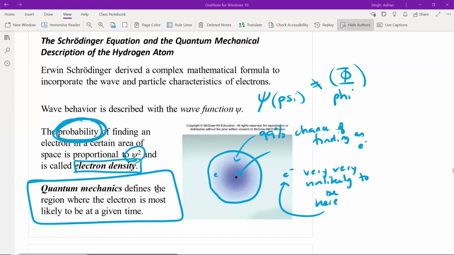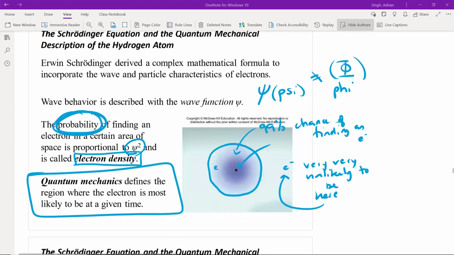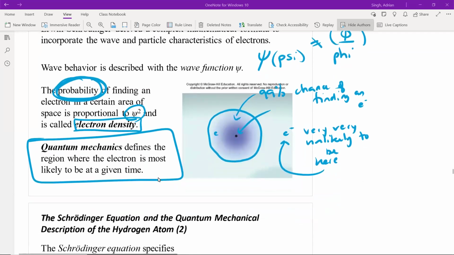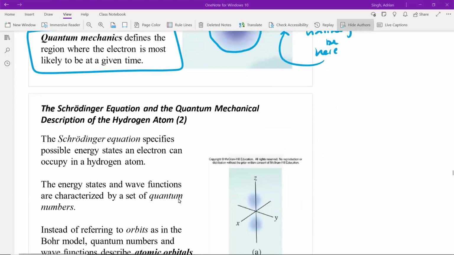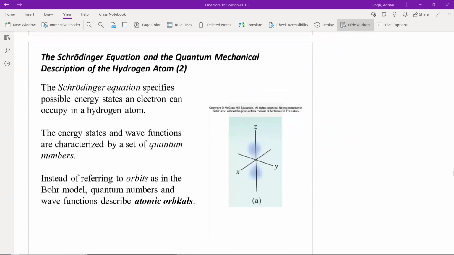So when it comes to defining where an electron is at any point in time, it's impossible to do that. So we work in probabilities. Quantum mechanics then is going to define the region where the electron is most likely to be at a given time. So the Schrödinger equation, if we take a much broader look, is going to specify the possible energy states that an electron can occupy. And again, this is all done with the simplest atom, the hydrogen atom.